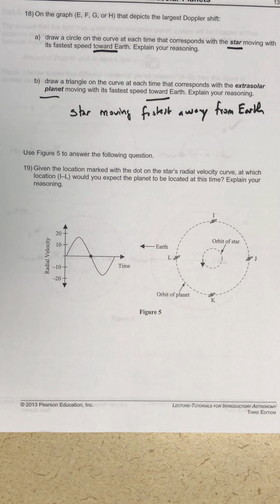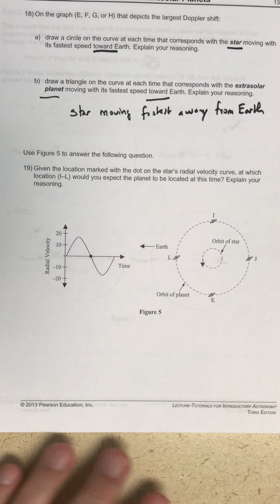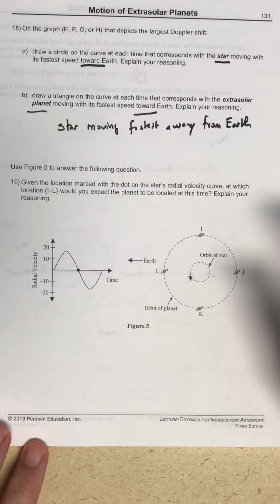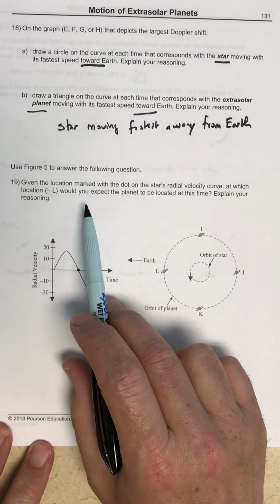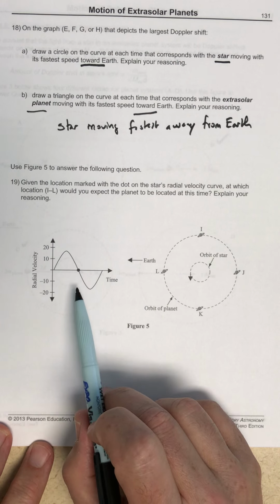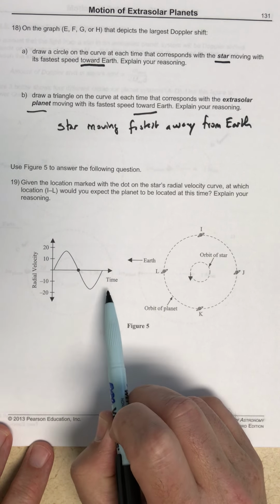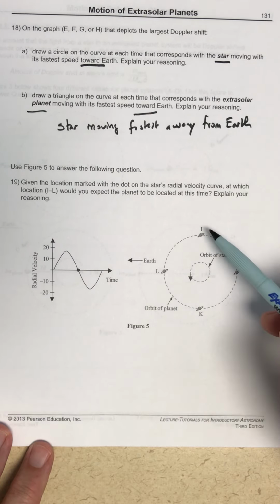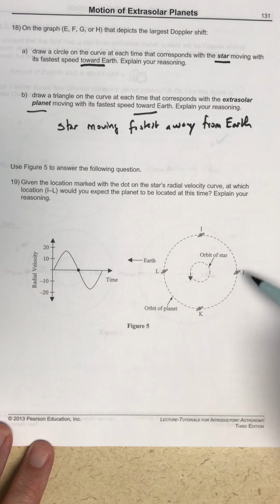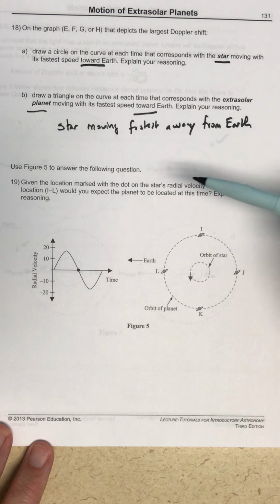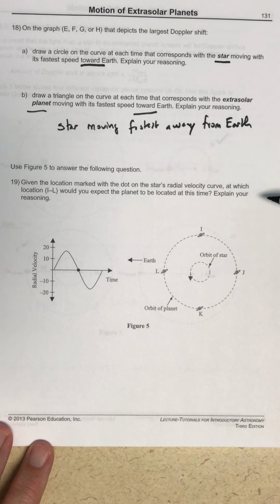All right, last question, which is in reference to figure 5. Given the location marked with the dot on the star's radial velocity curve, at which location, I, J, K, or L, would you expect the planet to be located at this time? Explain your reasoning.